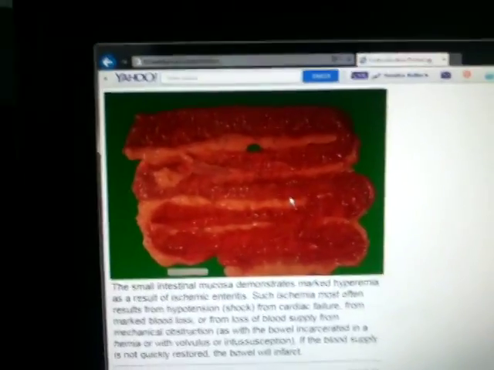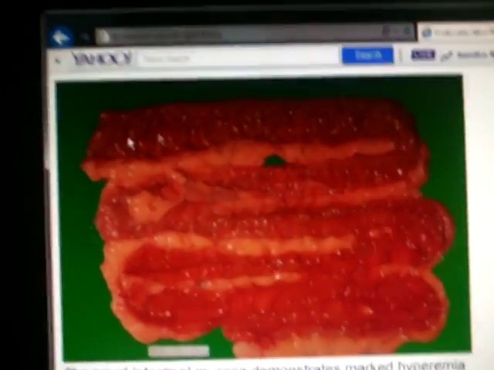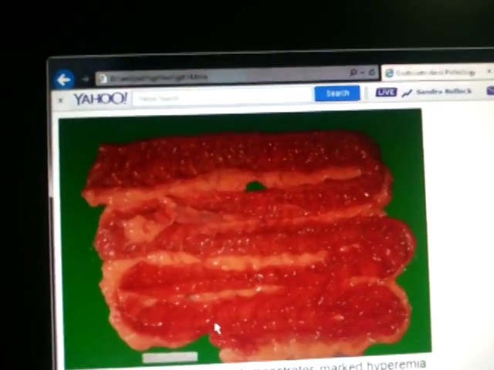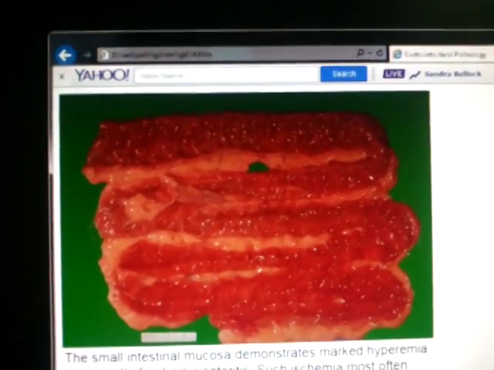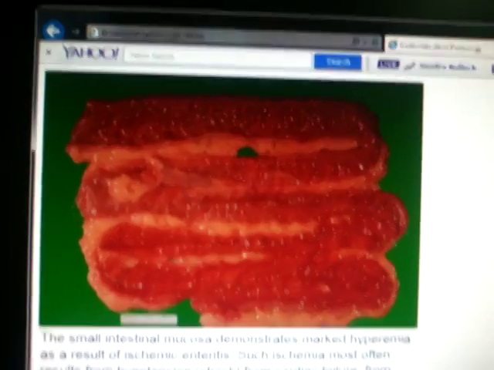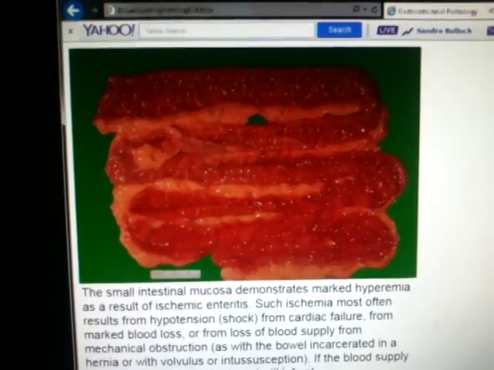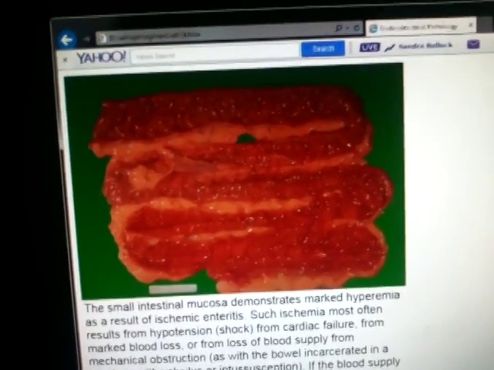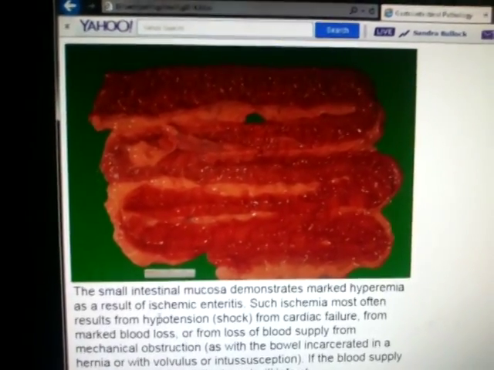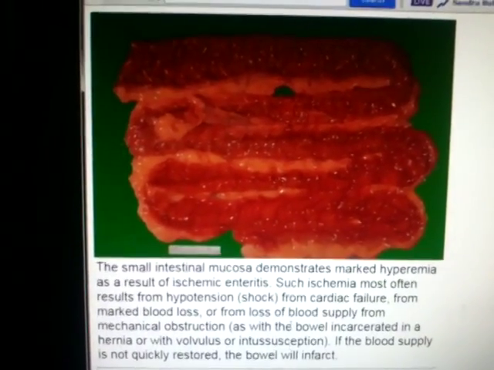This is the early sign of intestinal infarction or ischemia, which is hyperemia. Hyperemia is when the mucosa looks red in color, and this usually occurs due to a generalized decrease in blood supply, or hypoperfusion. The hypoperfusion can result from hypotension, like in patients with hypovolemic shock or cardiogenic shock, or if there is a large amount of blood loss, or due to mechanical obstruction like the presence of hernia, volvulus, or intussusception.